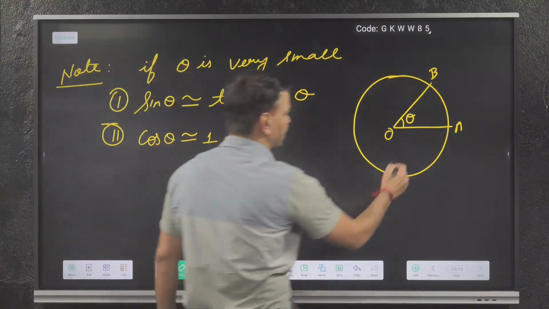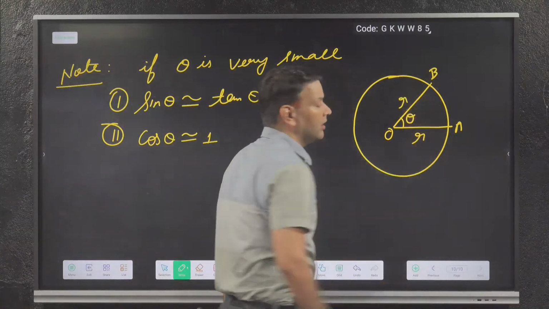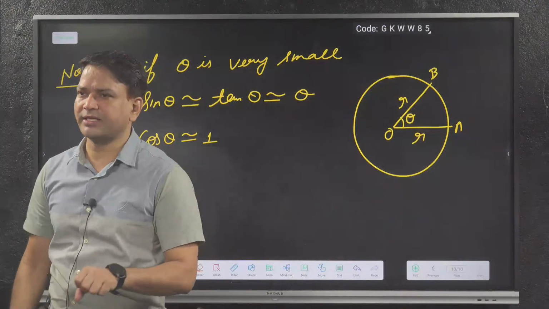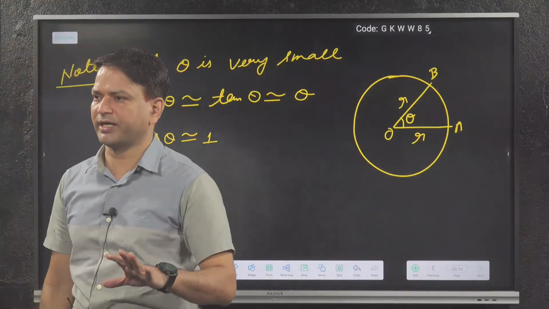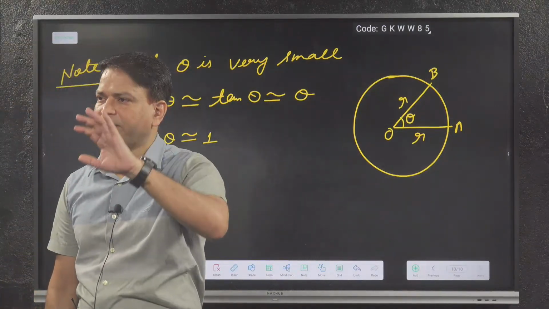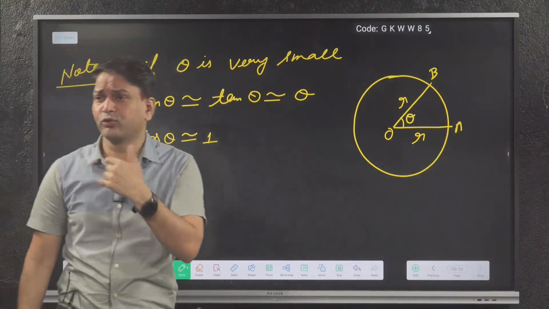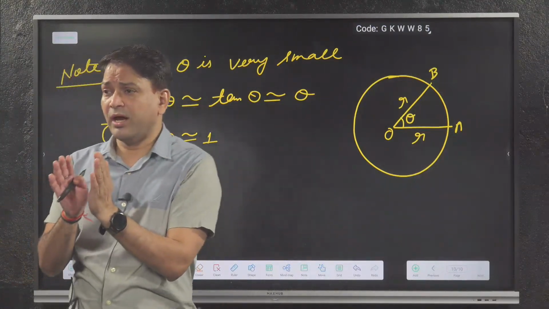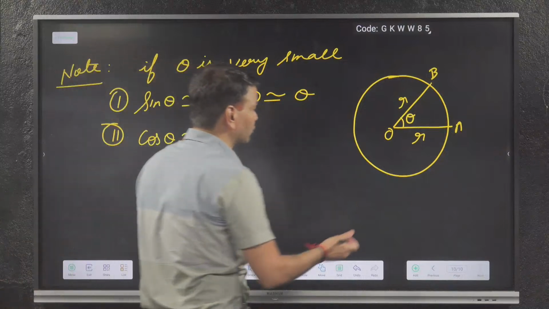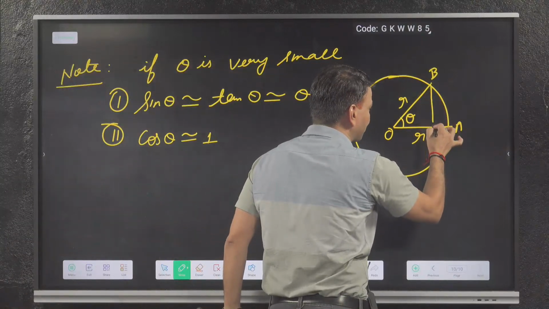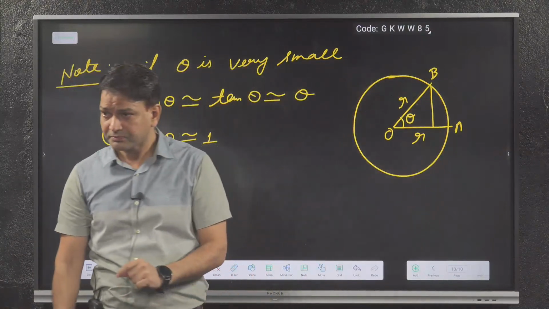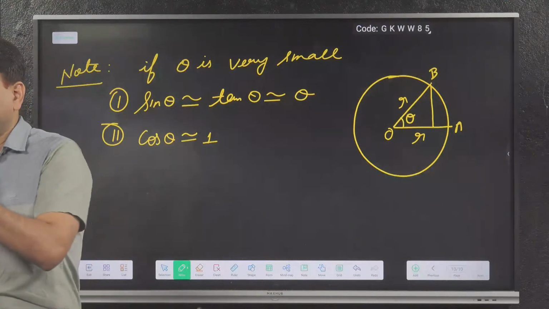These are the radius, r and r. If I am saying theta, then theta is what? Arc upon radius. So that is equal to the length of AB upon radius. In that case, if you want to draw the perpendicular, it will be different. Suppose you want to find sine theta, you have to draw the perpendicular like this. But suppose theta is very small.